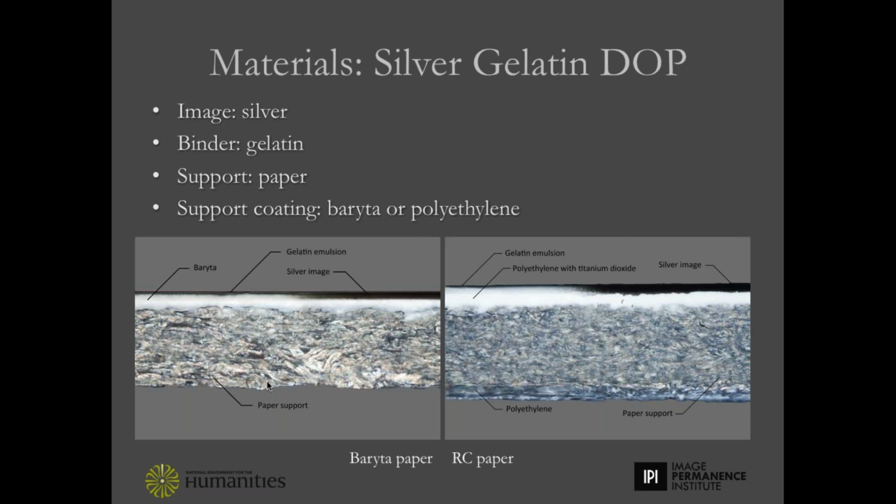The image is silver. The silver image rests in a gelatin binder. The support is paper, which is usually coated with a baryta layer, or it's a resin-coated paper. So these are cross-sections of actual silver gelatin papers. Here we have our paper support, our baryta layer. This is our gelatin binder with the silver in it. And this is very similar, but instead of the baryta, we have this resin-coated support. So this is a print that we literally chopped up into little bits and imaged under high magnification.